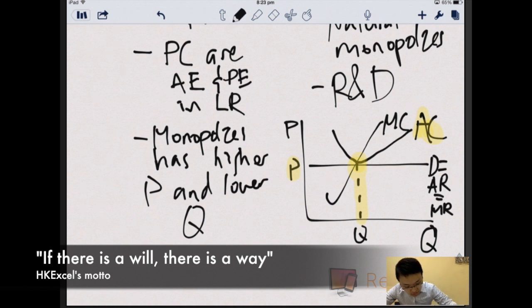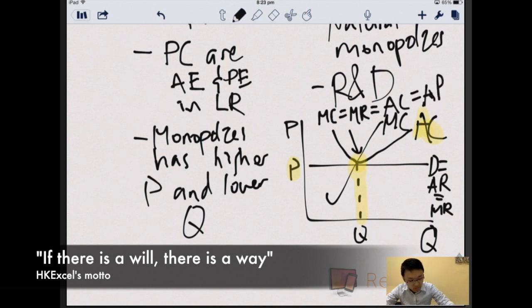Okay, so what you notice here is that the firm will produce at Q, and at Q, MC equals MR, so they're profit maximizing. And this also equals AC, right? You can see that. And furthermore, it also equals AR. So MC equals MR, this tells us that they're profit maximizing. MC equals AC, this tells us that it's productively efficient. MC equals AR, this tells us that it is allocatively efficient. Okay, so it achieves allocative and productive efficiency. You can show that by this diagram.